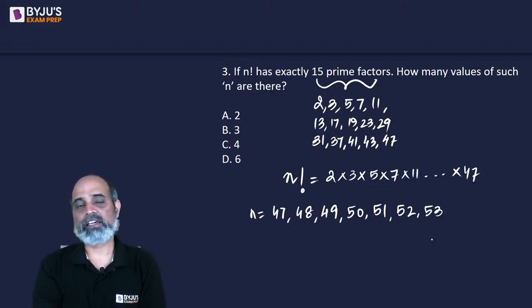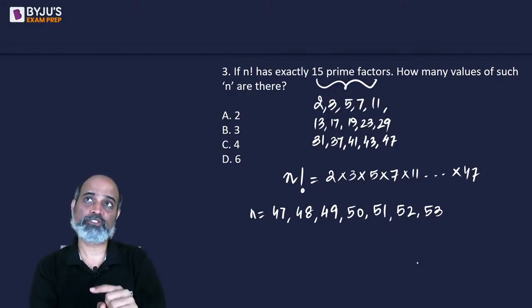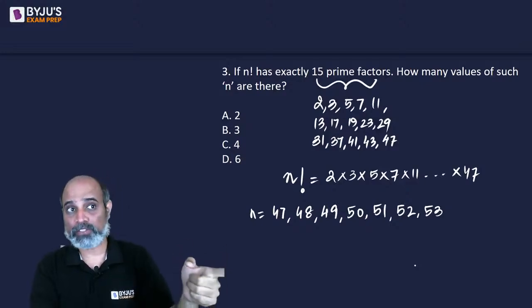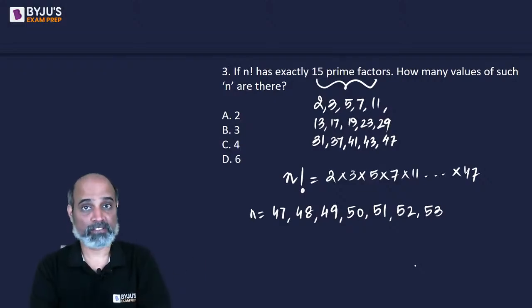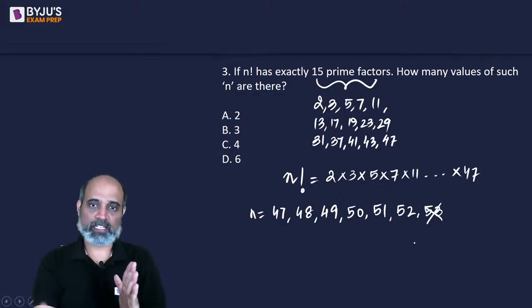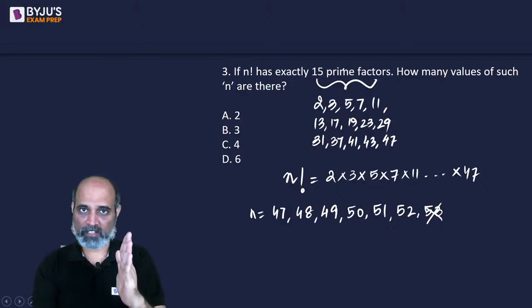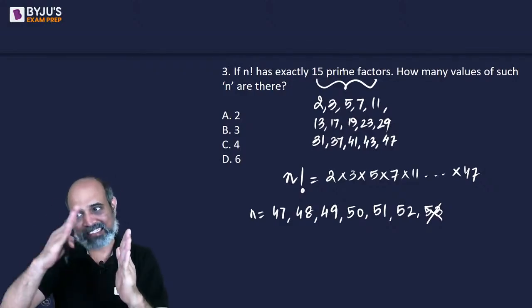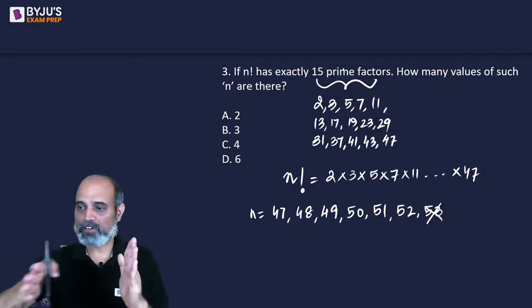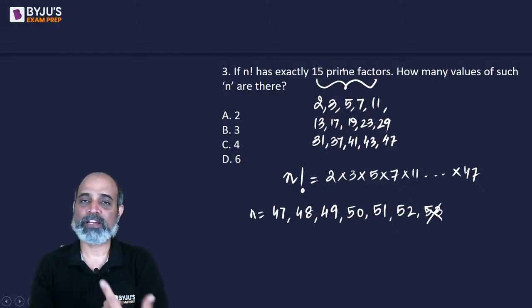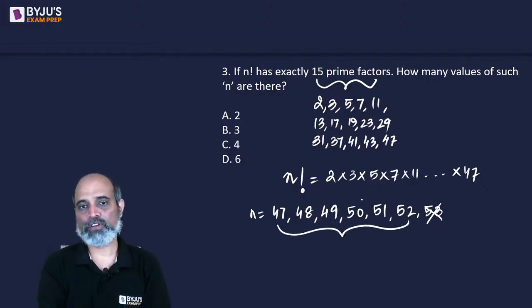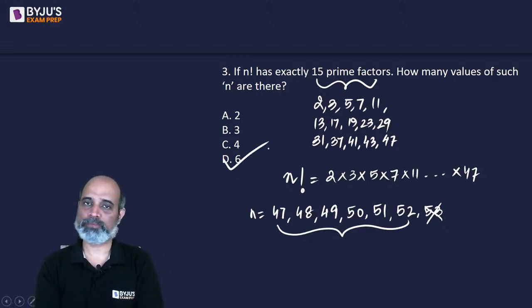53 is going to be a new prime number, right? So if I talk about 53 factorial, it will include 53 also, which will take the count of total number of prime factors of 53 factorial to be 16 prime factors. So 53 is not accepted. In other words, since it is talking about 15 prime numbers, we will go up to the 15th prime number and up to before the 16th prime number, whatever numbers exist, every number's factorial will have exactly 15 prime factors. So we have a total of, if we count, 6 such n's that are possible.